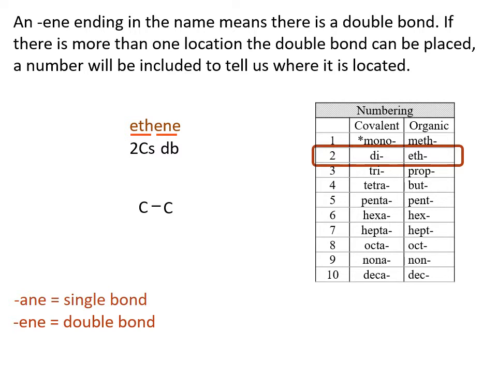So I will now add in a double bond between the carbons. So each carbon is now making 2 bonds. And since all carbons need to make 4 bonds, I will add 2 hydrogens to each carbon so that each carbon is now making 4 bonds.